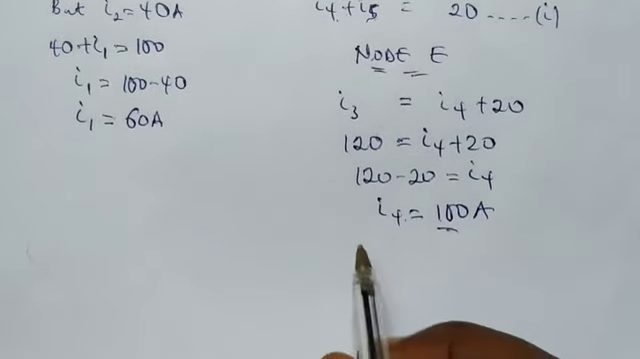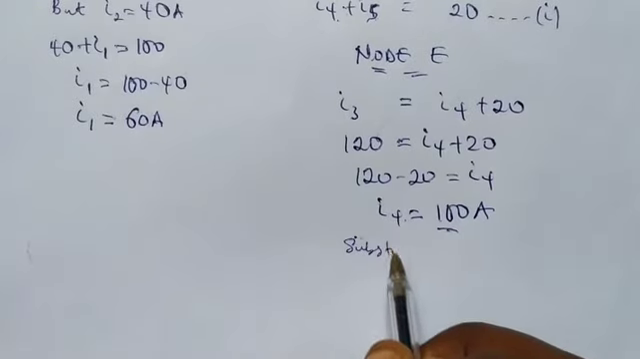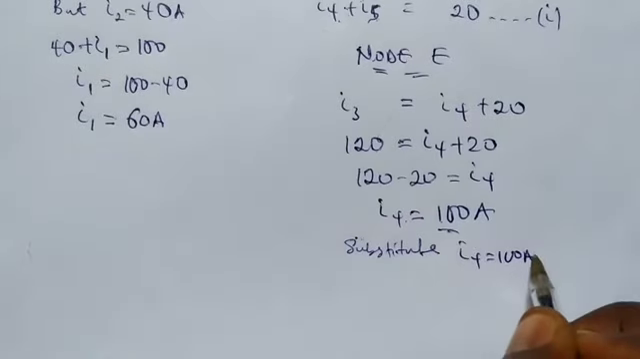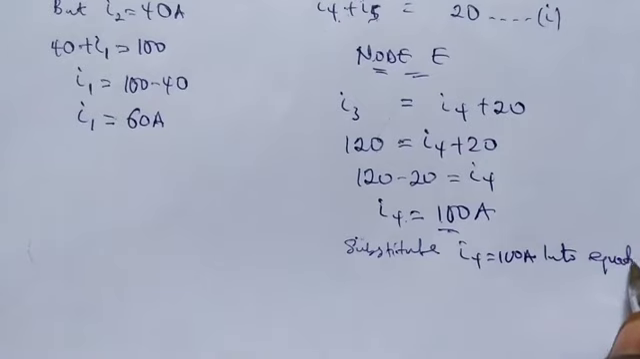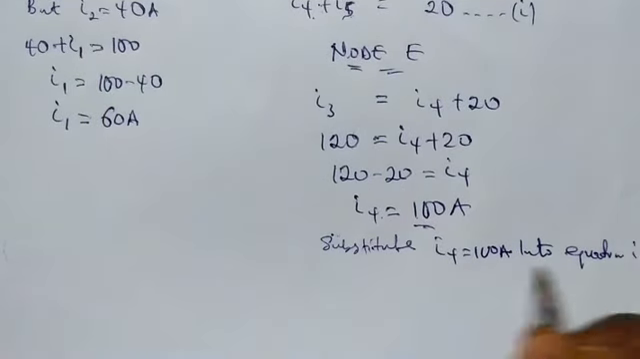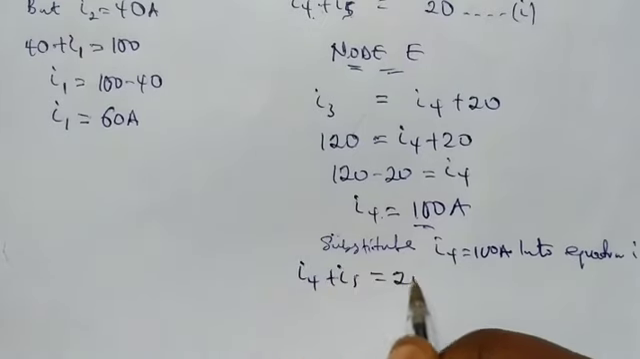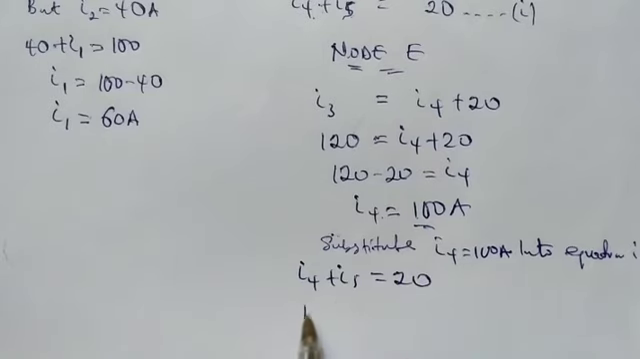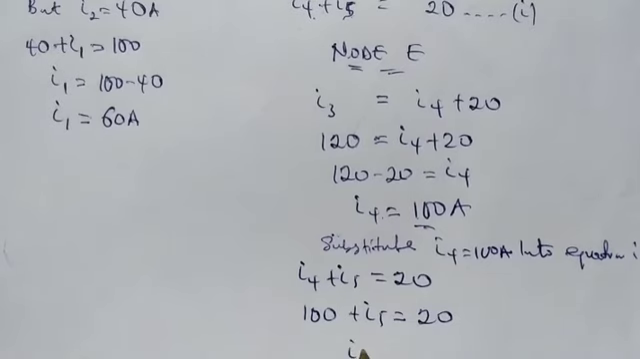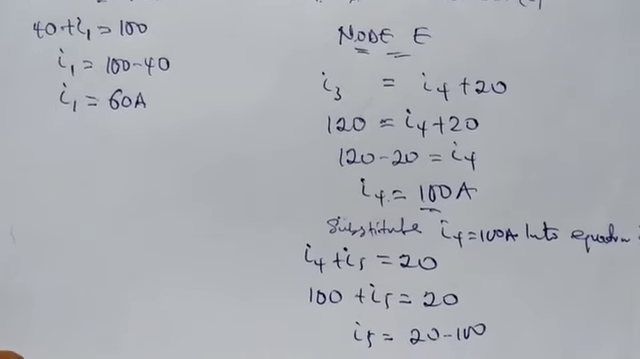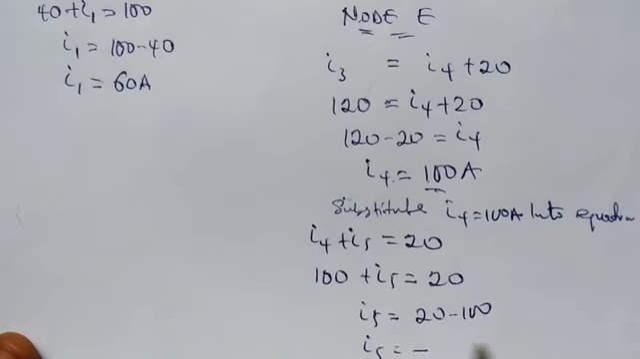So what I'll do is, I'll substitute I4 equals 100 ampere into equation 1. Equation 1 is telling me I4 plus I5 is equal to 20. So I4 is 100, this is 100 here, plus I5 is equal to 20. So my I5 will now give me 20 minus 100. So my I5 is equal to minus 80 amp.